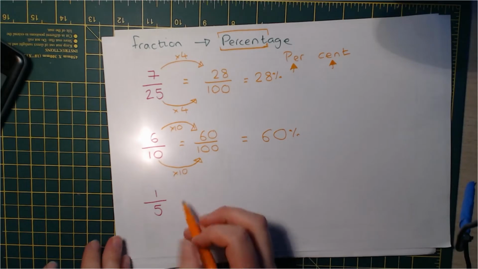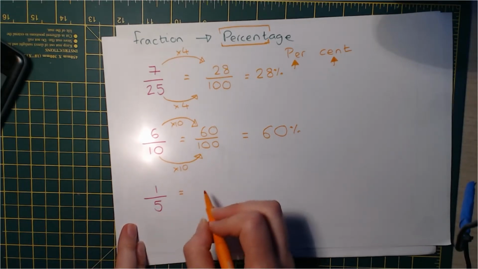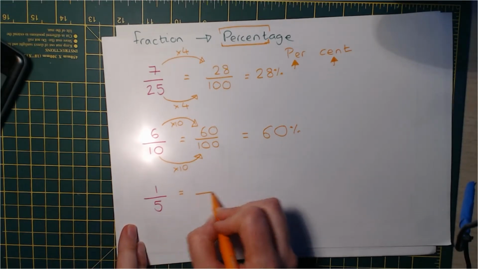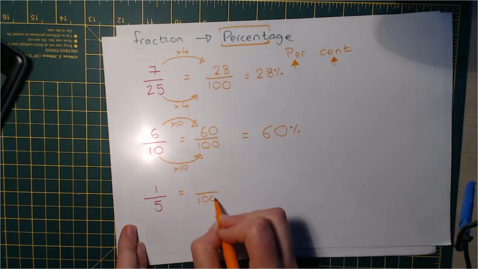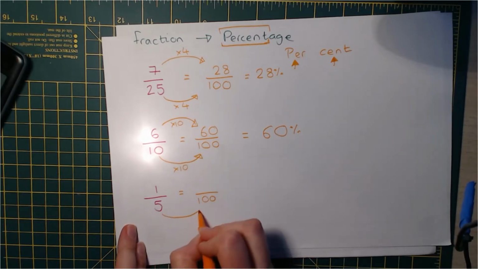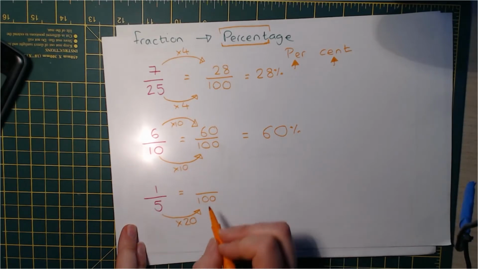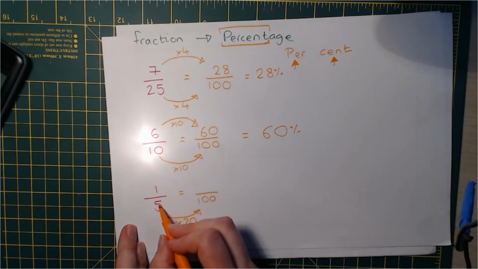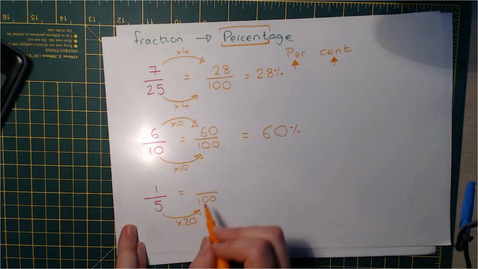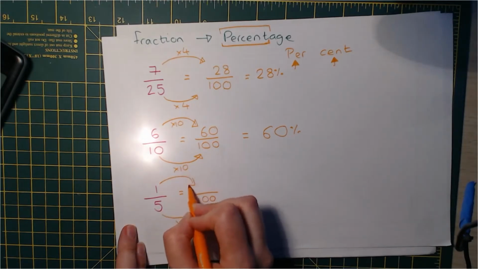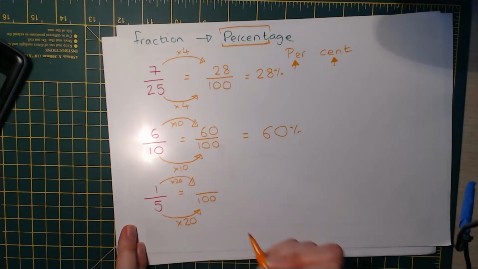And the last one, a bit of a smaller number on the denominator this time. So we want something out of 100. Now I'm going to tell you it is 5 multiplied by 20. But if you had done 100 divided by 5, the answer is 20. So that's another way to do it if you can't just quite think of it. So we times the top by the same, multiply by 20.